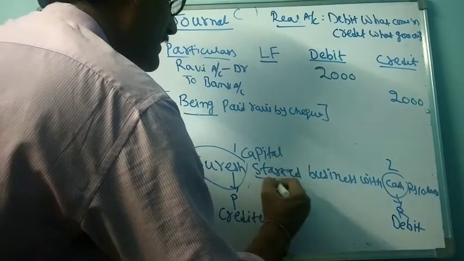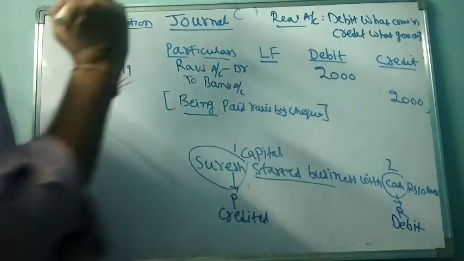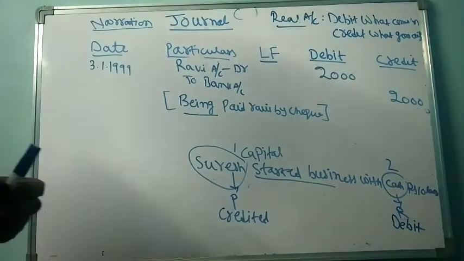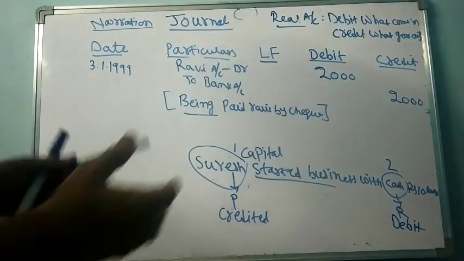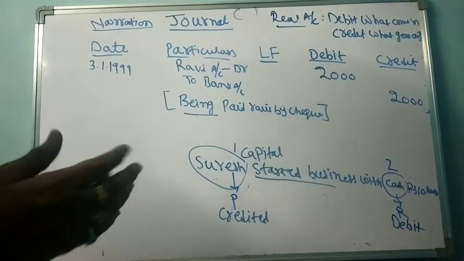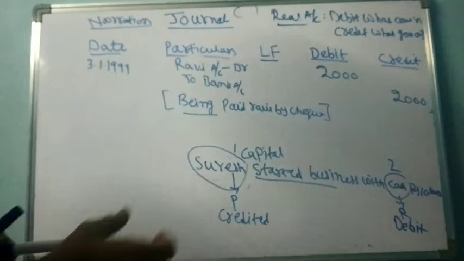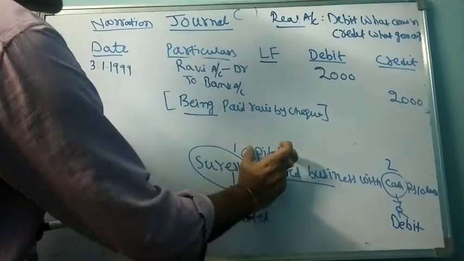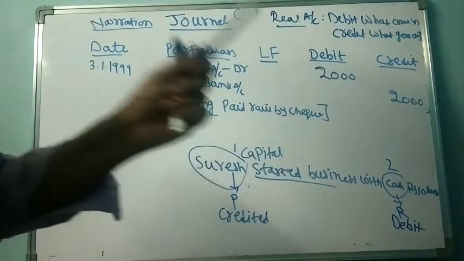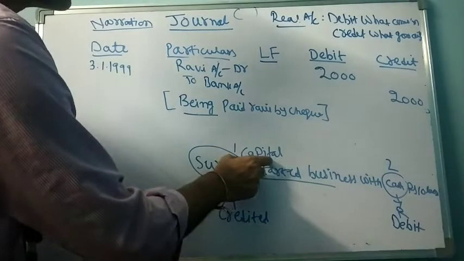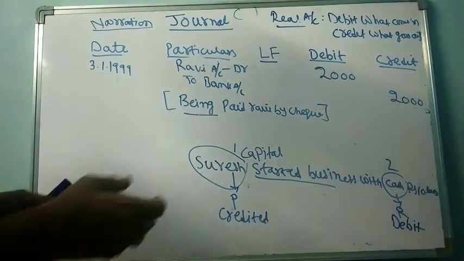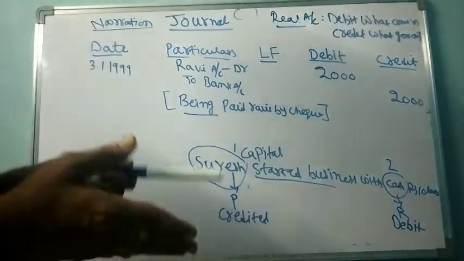Whenever any business is started, you should use the word capital. Capital means the amount invested in the business. How much money did Suresh invest into the business? 10 lakhs. So always use the word capital beside Suresh. Write Suresh capital. Capital also belongs to personal account only, because Suresh is a person who is investing money into the business.